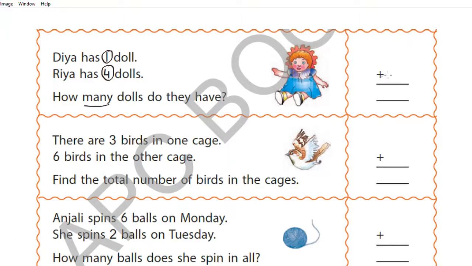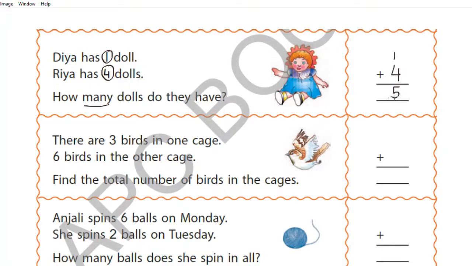Now what you will do? You will write the numbers here in your vertical column, like 1 and 4. You can write it like this. 1, it's written here. 4, it's written here. And many shows addition, so you have put a mark of plus here. Now you can easily add it by the vertical addition. 4 plus 1, it's 5. So your answer is 5 dolls they have.